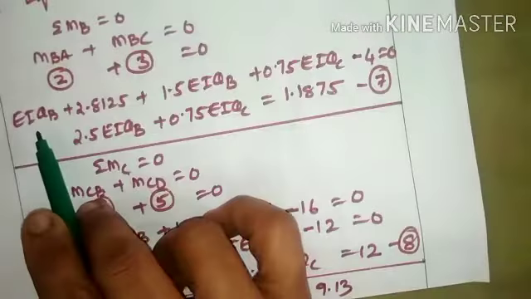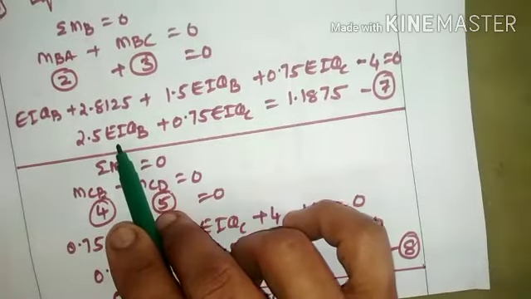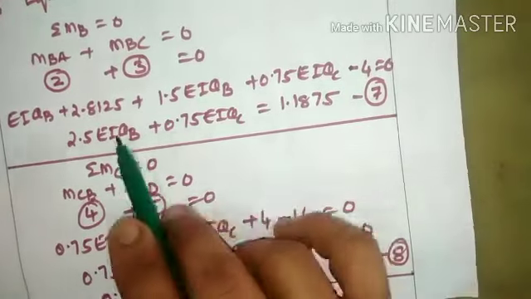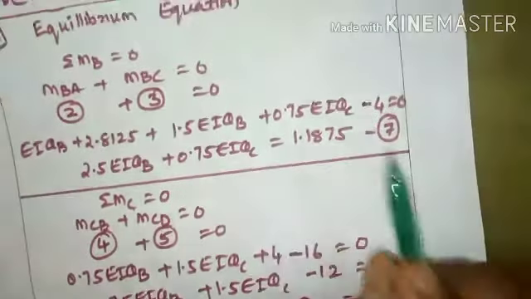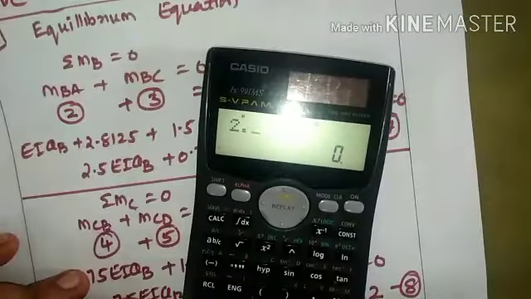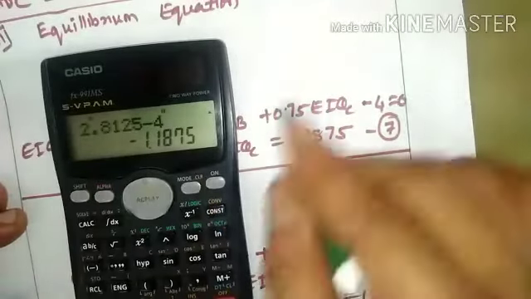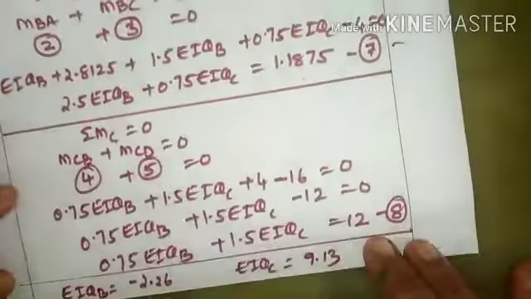So rearrange this, EI theta B plus 1.5 EI theta B, total it will be 2.5 EI theta B. Next 0.75 EI theta C kept as it is. 2.8125 minus 4, which will come on the left hand side as 2.8125 minus 4, which will come as minus 1.875 on the left hand side. If you take it on the right hand side, it will be plus 1.1875. This is equation 7, which will be used for the simultaneous equation.